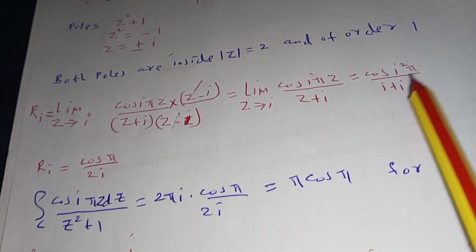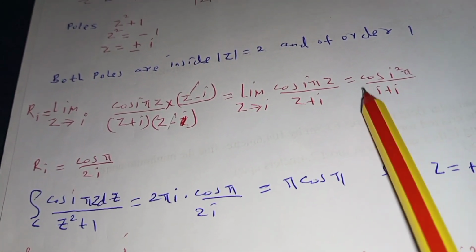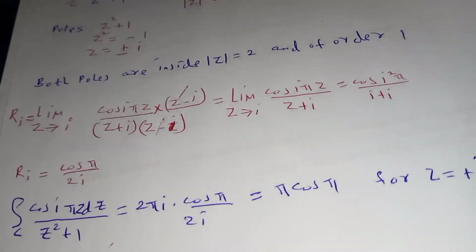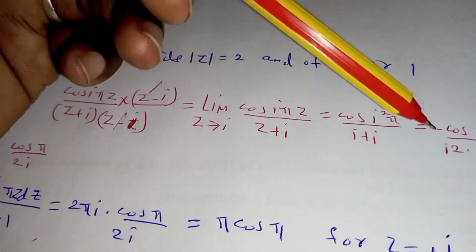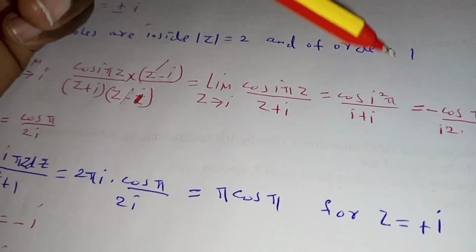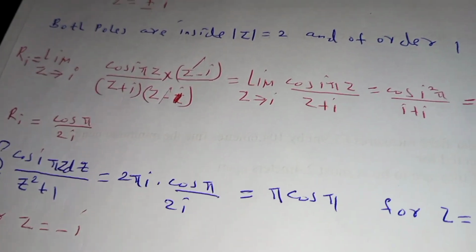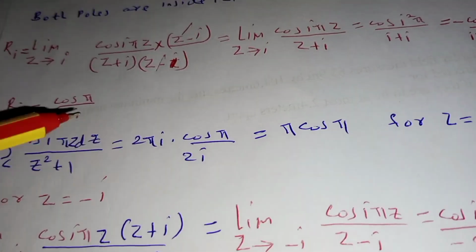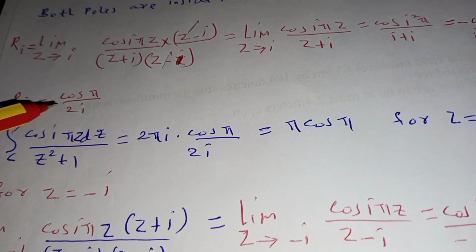Now i squared is negative. Negative over negative is the same as positive. So here we shall obtain cos π over 2i. Negative cos π is the same as positive cos π because cosine is an even function. So instead of writing negative cos π, it is the same as cos π divided by 2i.